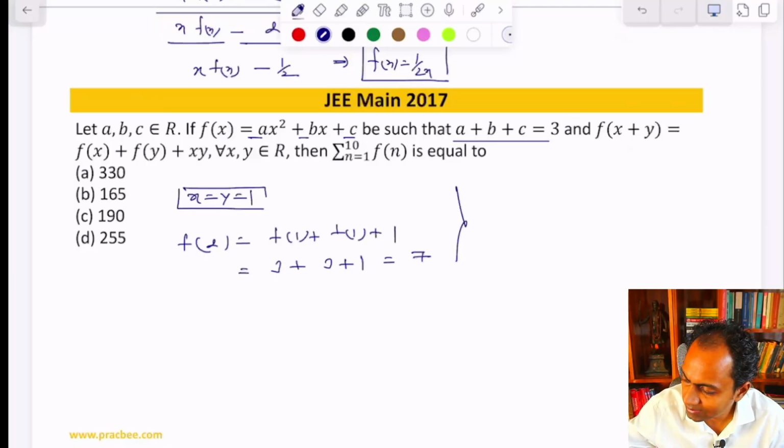Another way of writing the same thing would be, if I put the value of 2 in the function that is given to me, this becomes 4a plus 2b plus c, that is equal to 7.